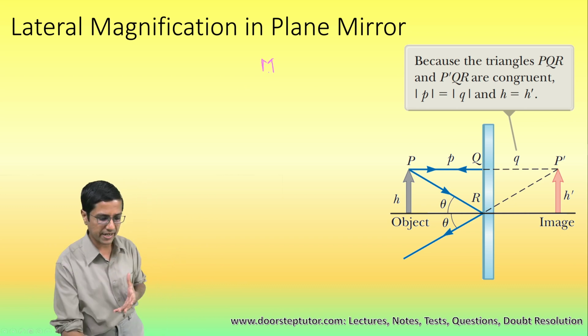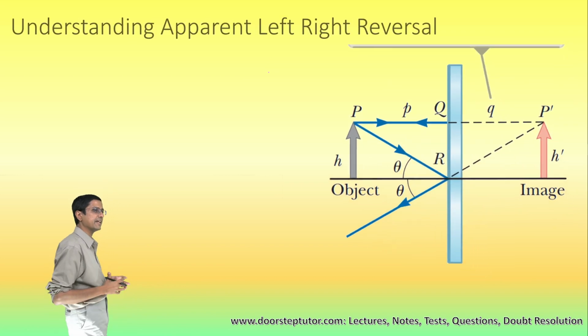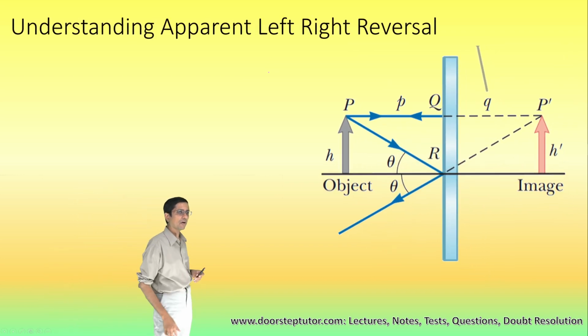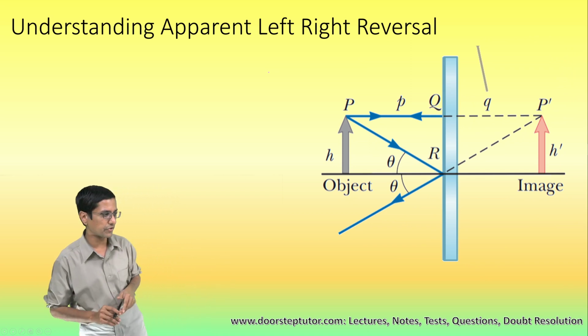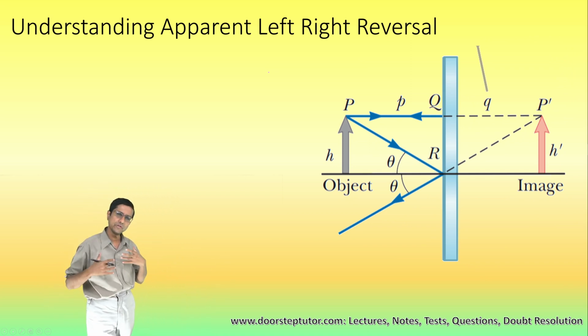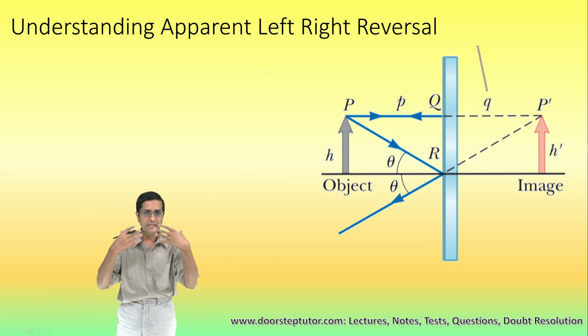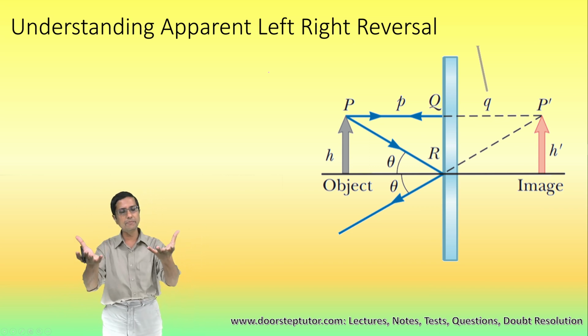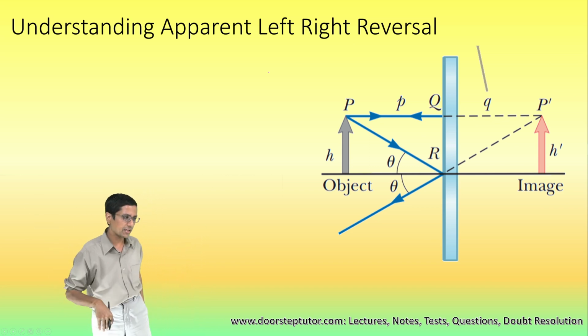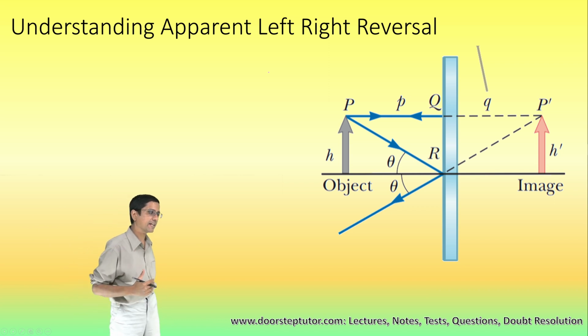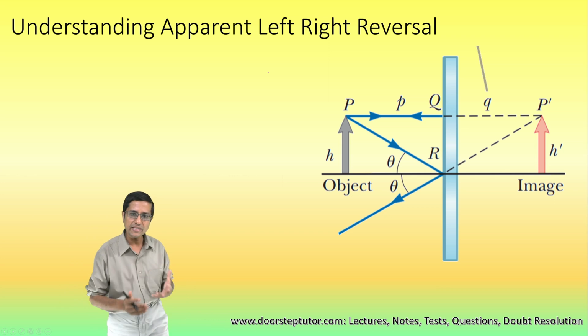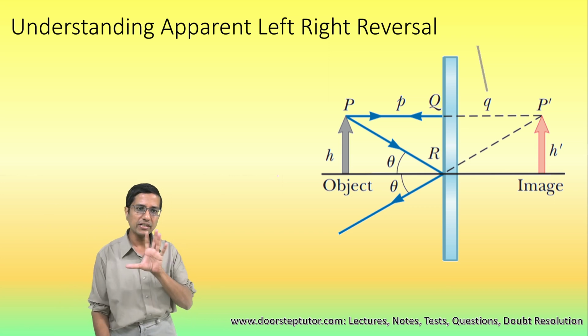Now let us understand what it means when we say that in the case of the mirror, the left and right are reversed. What do I mean by that? The common experience is, if a person is looking in the mirror and moves his right hand, he would observe that the person staring back at him is actually moving his left hand. But that is not what is happening. It is not that the left and right are reversed.